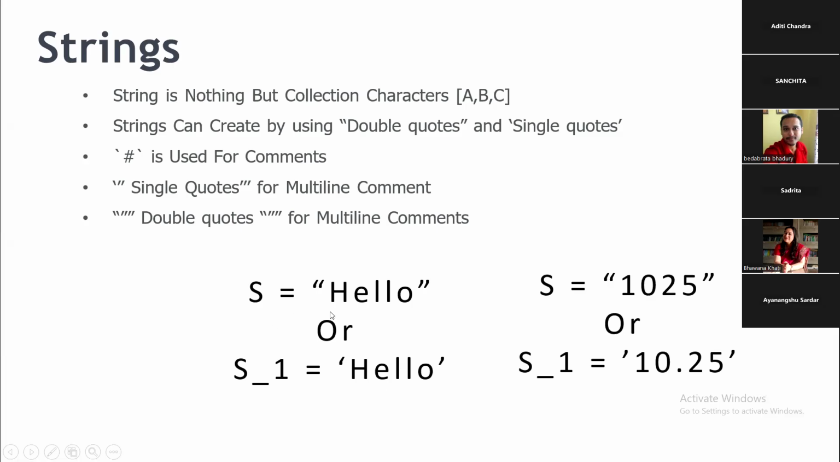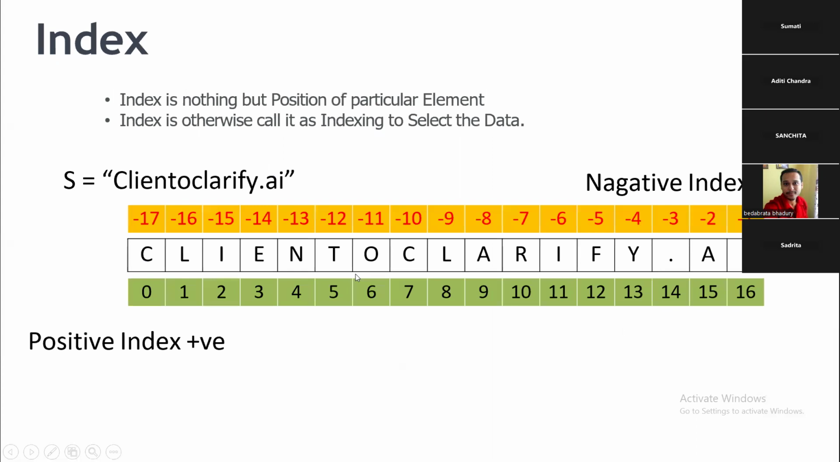If I write s equal to hello, or we can write hello, that is a double quote and single quote. We can type s equal to this, with double quote or single quote. So I am showing, this is a very, very important part.